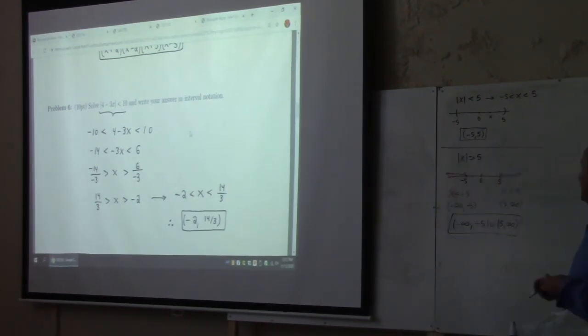So notice that the type of solution for an absolute value inequality is really different for less than versus greater than. Okay? There's a lot of students who don't notice this and assume that it's the same way for both. And usually people assume it's this way for both, but it's not. It's not how it goes.